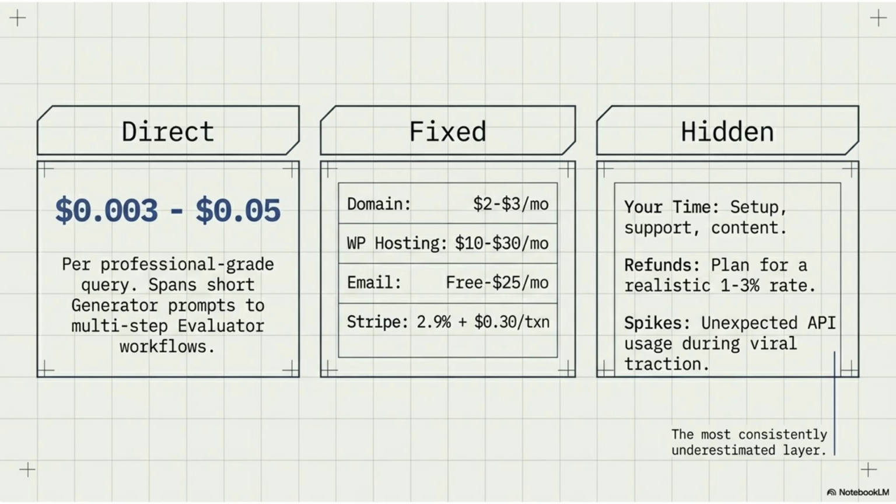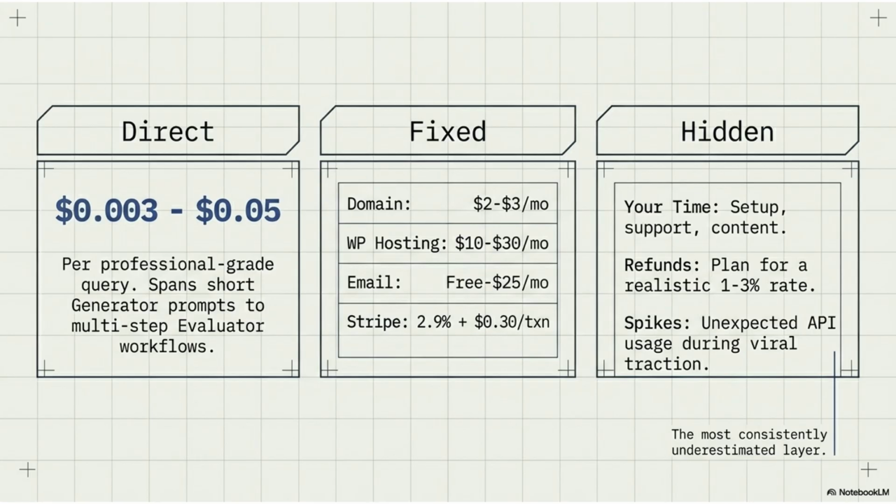WordPress hosting, depending on your plan, is typically $10 to $30 per month. An email platform, depending on your list size, can be anywhere from free to $25 per month in the early stages. And payment processing through Stripe carries a 2.9% fee plus 30 cents on every transaction, which is worth factoring into your pricing from the beginning rather than discovering it after your first month of revenue.